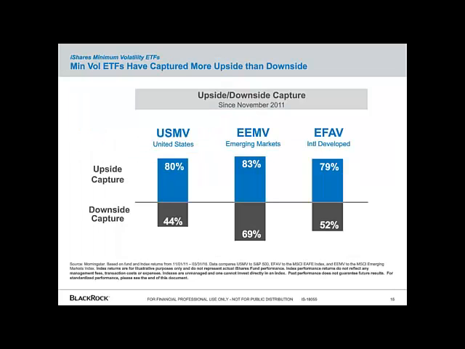Now, our minimum volatility suite of products is designed to mitigate risk. It's designed to protect you when markets are at their worst. And it's resulted actually in a capture ratio that is asymmetric over time. So what I mean by this is that our funds have captured, on average, about 80% of the positive moves in the market, while only participating in about 60% of market drawdowns.